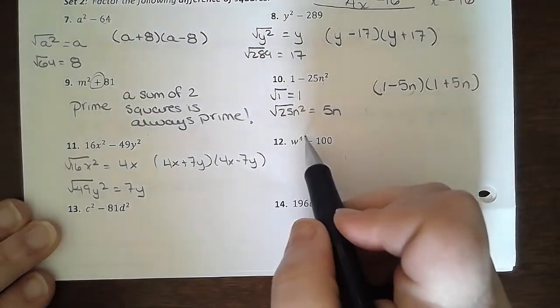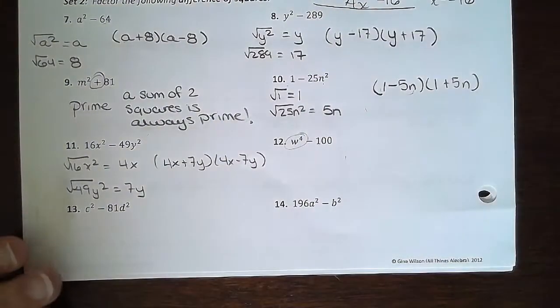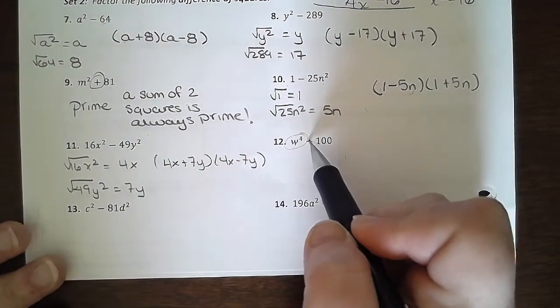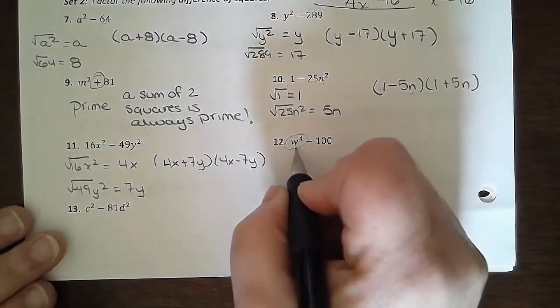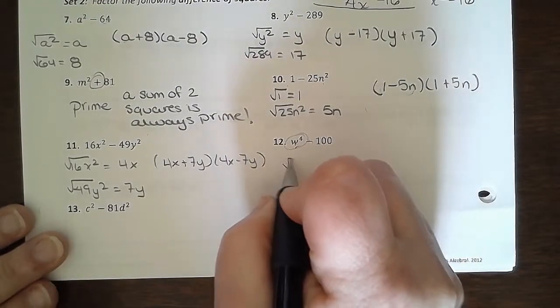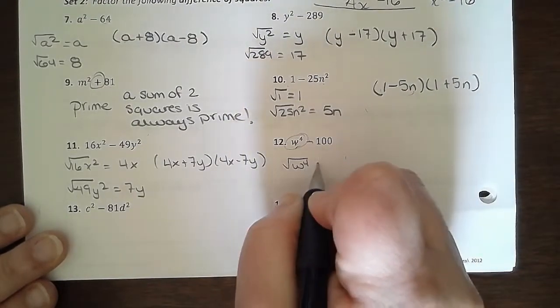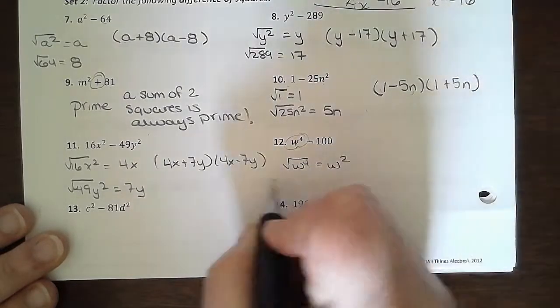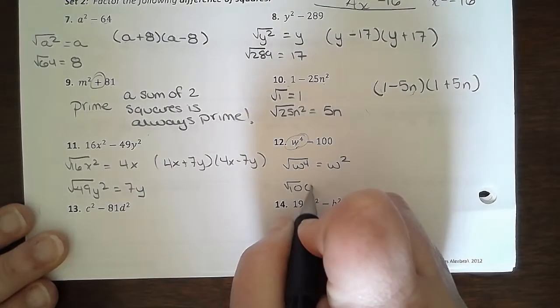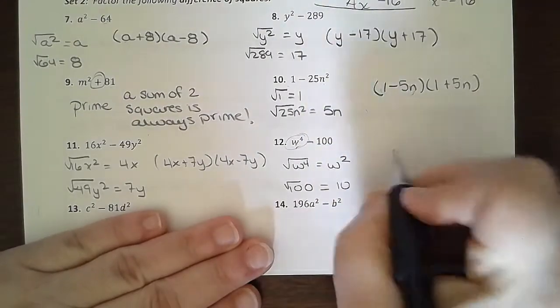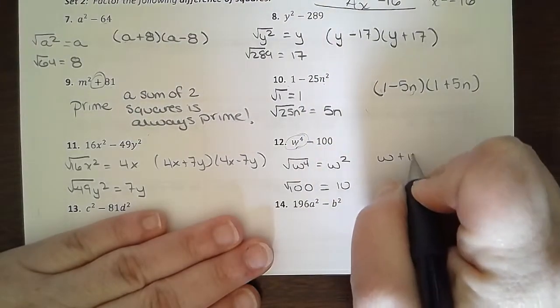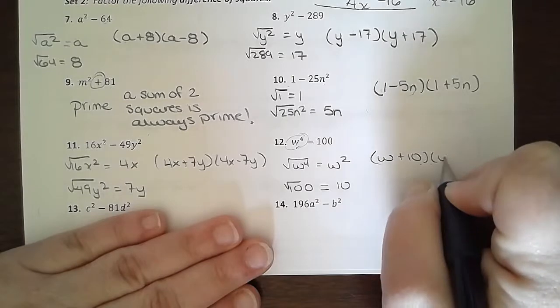Now, any power that has an even exponent, the square root of that is just half of that exponent. So if I do the square root of w to the 4th, it's just w squared. And the square root of 100 is equal to 10. So this is going to be w plus 10 times w minus 10.